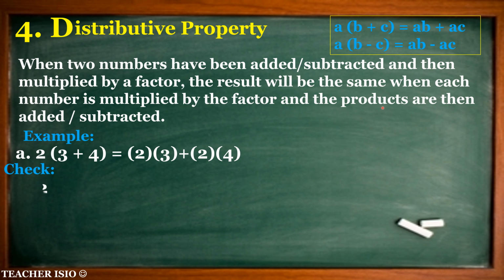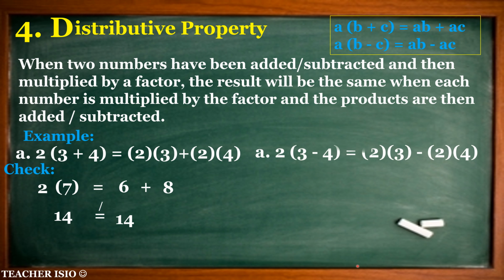So let's check. We have 2 times, unahin yung naka-parenthesis, 3 plus 4, we have 7, equals, what is 2 times 3? We have 6, plus, what is 2 times 4? We have 8. So 2 times 7, 14, equals 6 plus 8, 14. As you can see, equal lang sila. Because according to distributive property, the result will be the same.